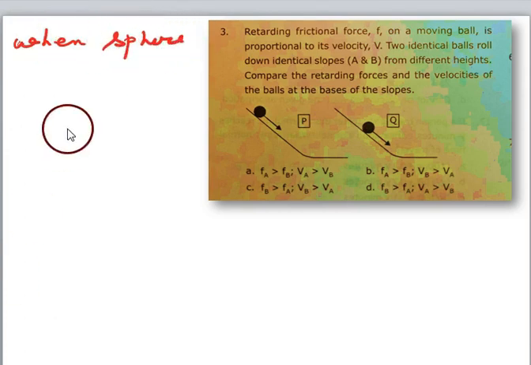So here the question is, one ball is rolling over here, and the other ball is rolling and coming down along this plane. The question is, what about the retarding forces and the velocity of the balls at the base of the slopes? What about velocity and the retarding forces?